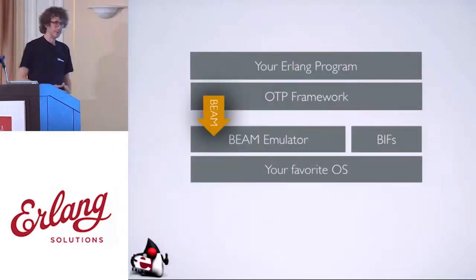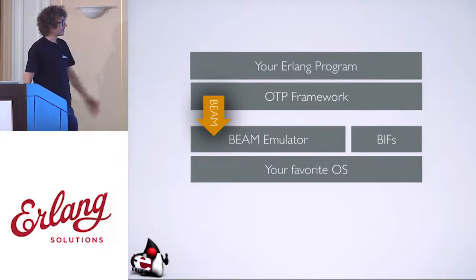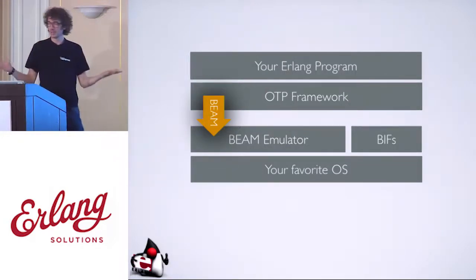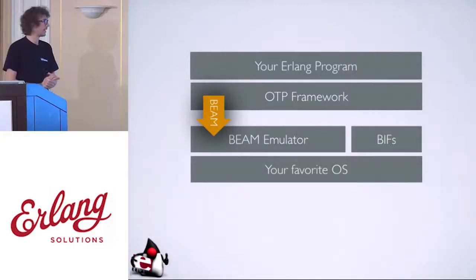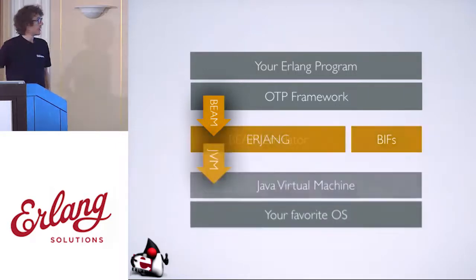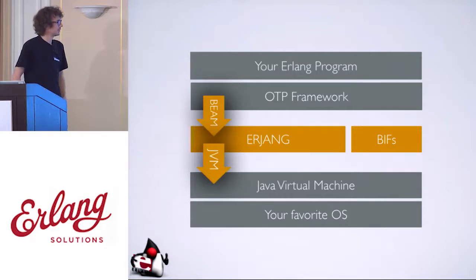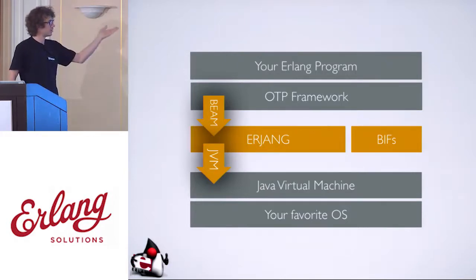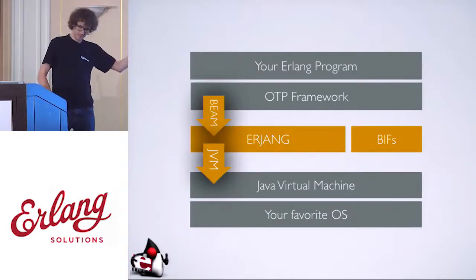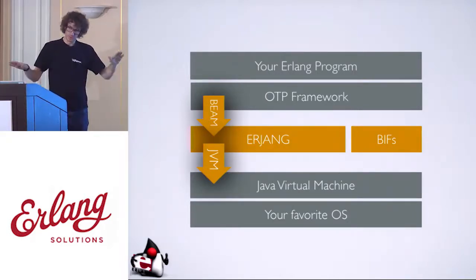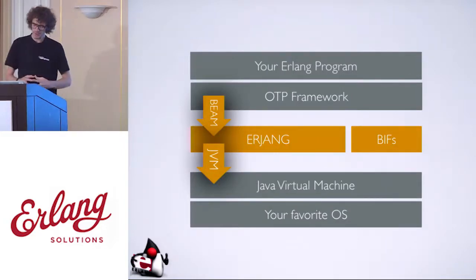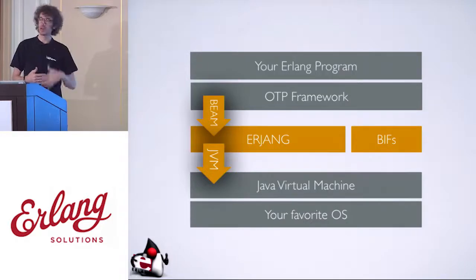From a high-level point of view, when you run an Erlang program, it gets compiled into these Beam files, just like Java code gets compiled into Java class files. They run on a Beam emulator, and there are some built-in functions, BIFs, that are the native code. You run all this on top of whatever favorite OS you have. Erjang is just a re-implementation of this middle layer in Java, and all the BIFs are then written in Java. All this gets run on top of a JVM. So the next level in the abstraction is that everything gets run as Java bytecode, and that should really give you all the advantages of the push that's constantly happening in the JVM world.